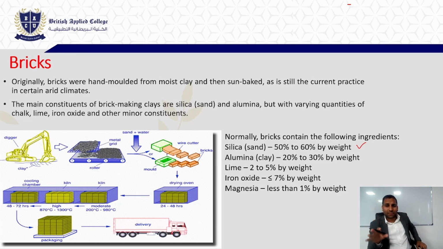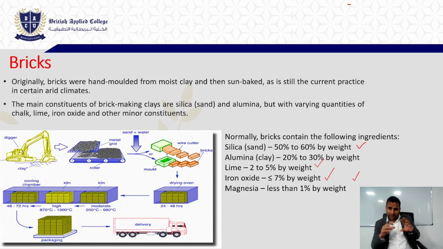Now alumina is nothing but the clay. Clay is 20 to 30% by weight of the brick, and the basic need of the clay here is that it will bind the brick and keep it together. Similarly, you will have 2 to 5% of lime in this brick. Iron oxide should be less than 7%, and magnesia should be less than 1%. All these are the basic constituents of bricks, and their percentages are given here.